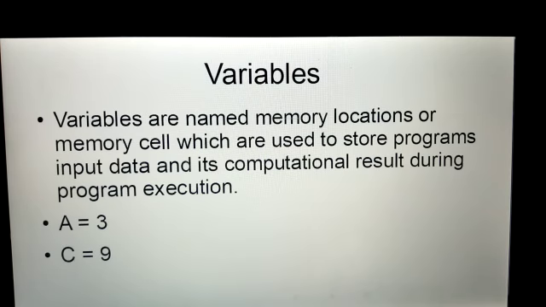Variables are memory locations or quantities whose values can change after the execution of the program. Variables are simply a memory location or a memory cell which is used to store program input data and its computational result during the program execution. As the name suggests, the value of the variable may change during the program execution.